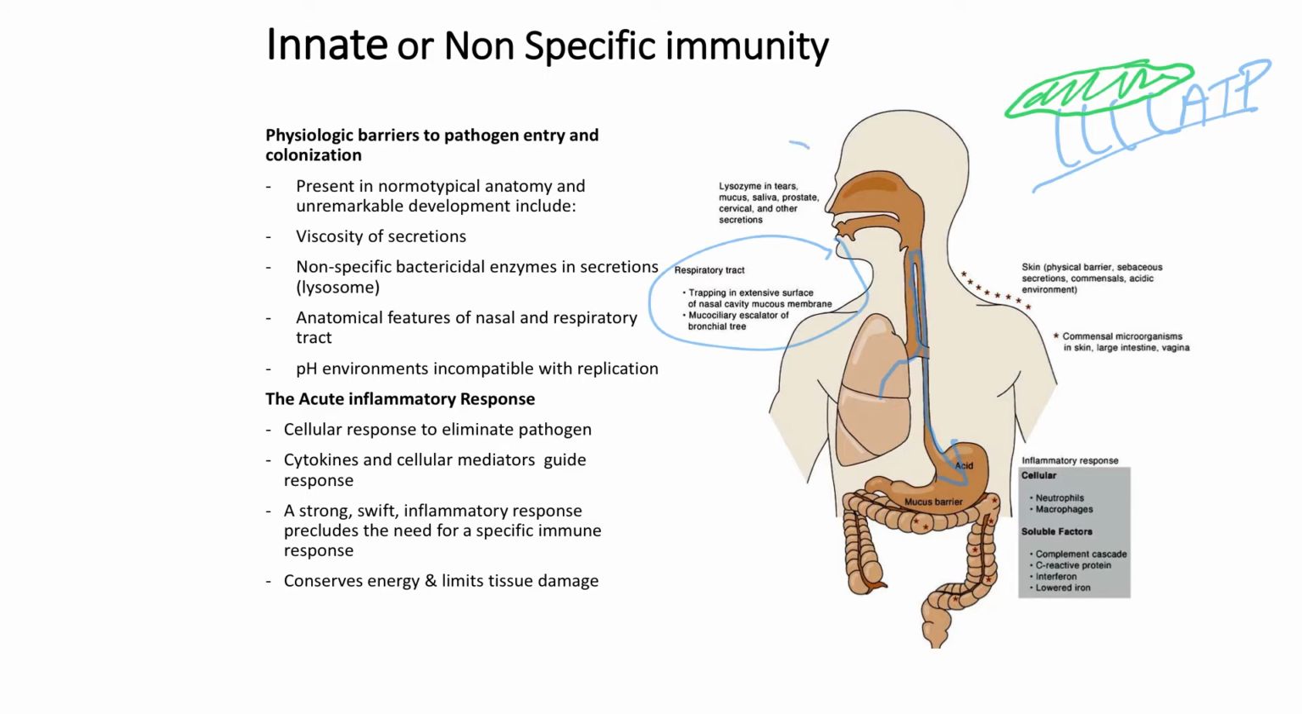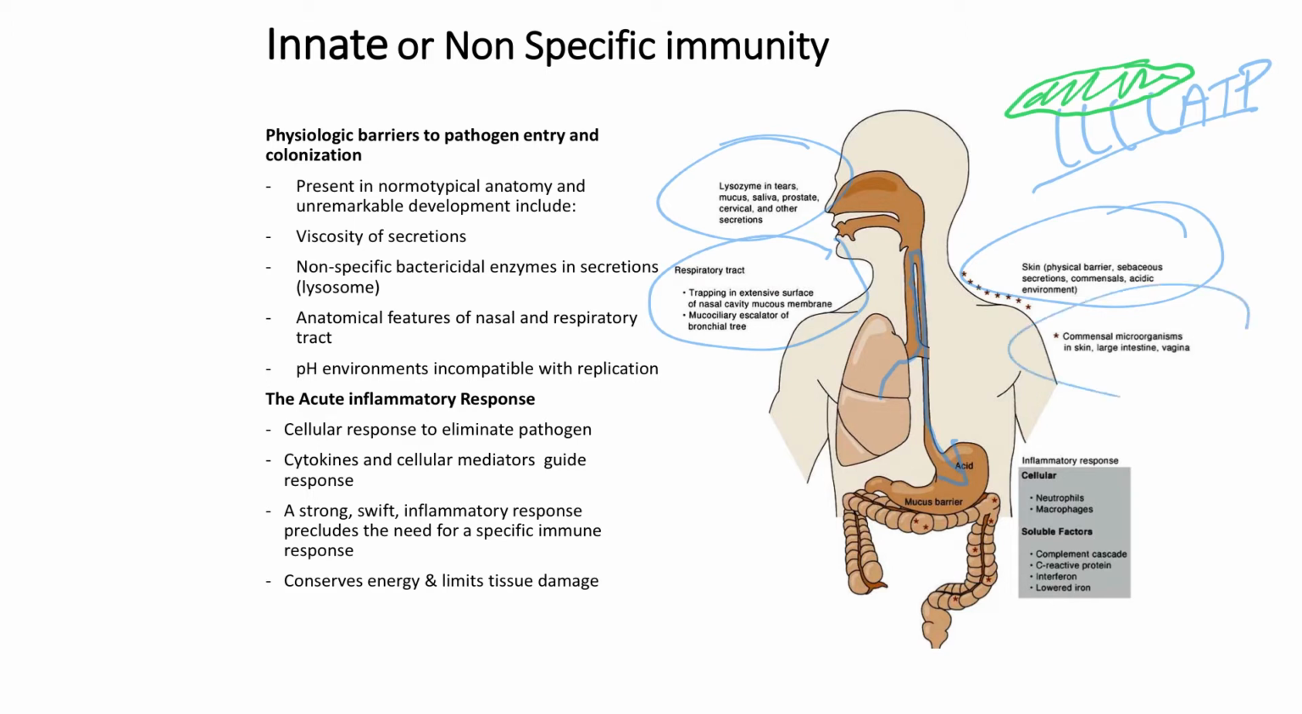There's also nonspecific enzymes included in various secretions in the body, so tears, prostatic secretions, cervical secretions, respiratory secretions, one of them being lysozyme. And lysozyme is a nonspecific bactericidal, meaning it kills bacteria without impunity, enzyme. That is present also in sweat, and that leads us to the next part. Not only is skin a physical barrier that coats the body and prevents entry of various pathogens, we also have sebaceous secretions in sweat which contain active bactericidal enzymes.